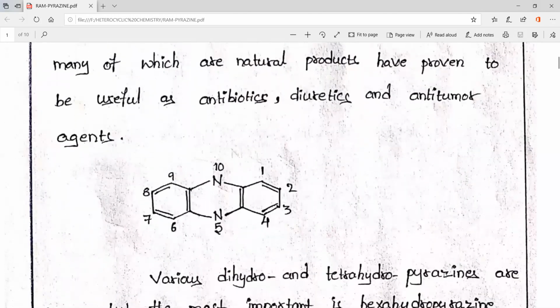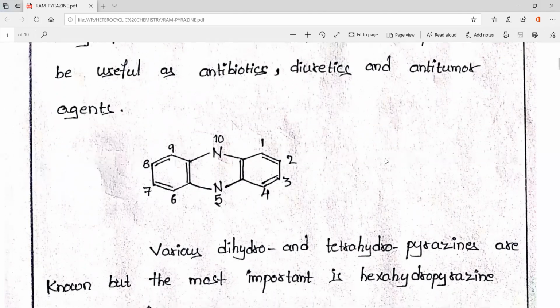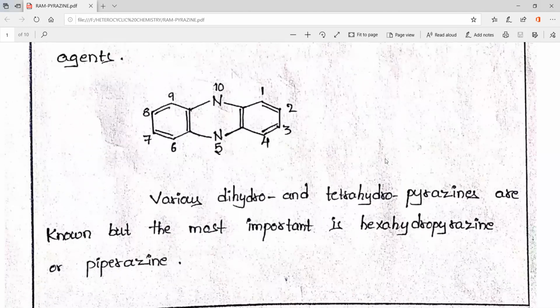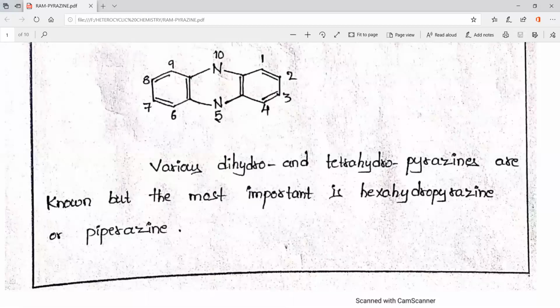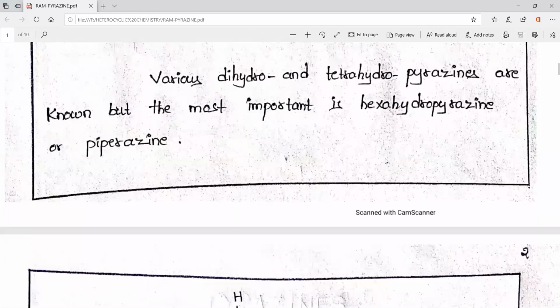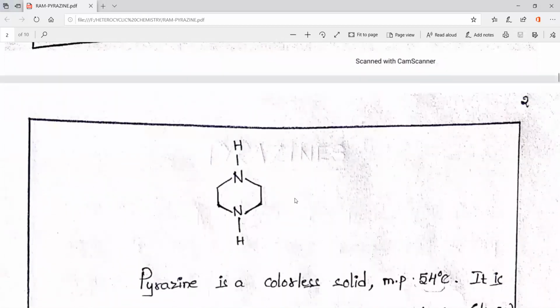This is a dibenzopyrazine. So various dihydro and tetrahydropyrazines are known, but most important is hexahydropyrazine, or piperazine. Hexahydropyrazine is called piperazine. This is the structure of piperazine.